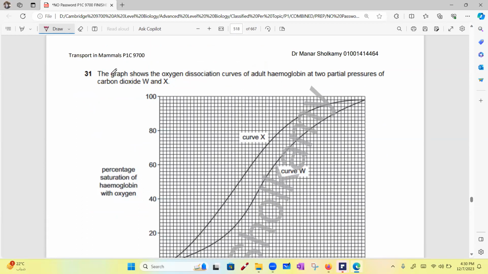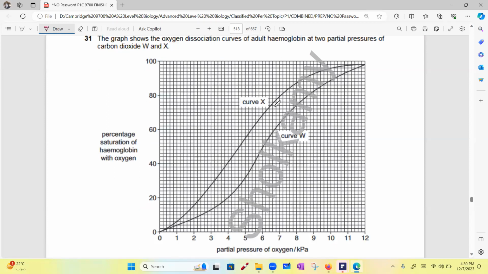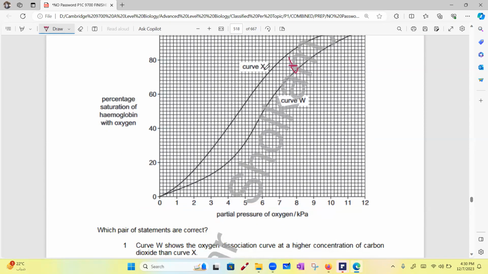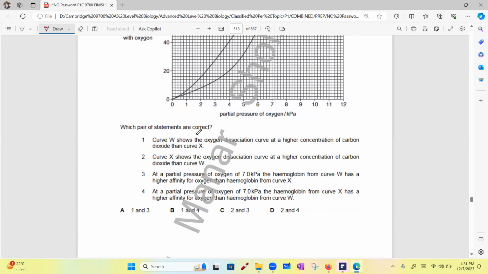Now the graph again. The graph shows the oxygen dissociation curves of adult hemoglobin at 2 partial pressures of carbon dioxide, W and X. Okay, Mariam, can you tell me why did this curve move from X to Y? Due to an increase or decrease in affinity? Decrease in affinity. Good girl. So it will move from curve X to curve Y because there is more CO2 or less CO2?